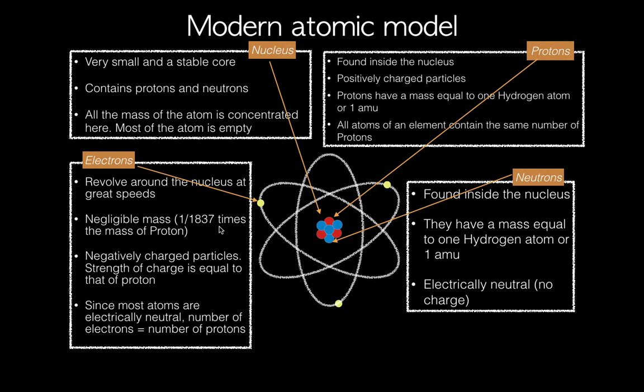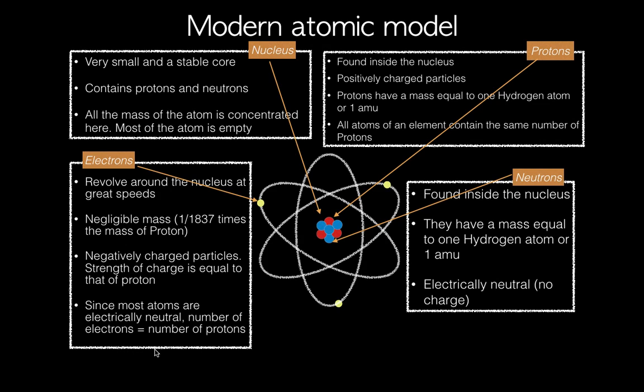Similarly with electrons. The electrons are negatively charged particles and the strength of the charge is equal to that of the proton. So the electrons are negatively charged, the protons are positively charged, and the strength of the charge is the same. Since most atoms are electrically neutral, the number of electrons should be equal to the number of protons. In that way the negative and the positive charges cancel out and the atom will be electrically neutral.